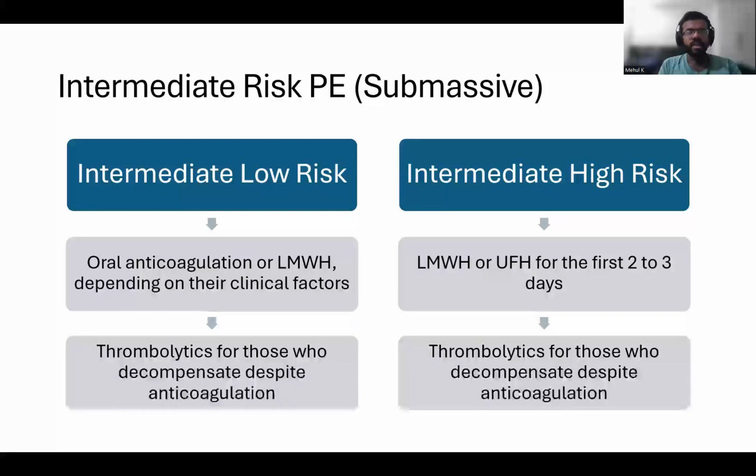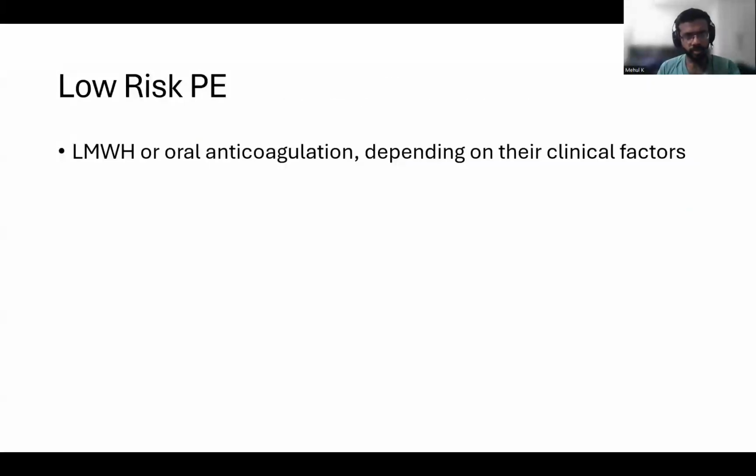For intermediate risk, what they recommend is that if there's intermediate high risk, you have to admit them. They need anticoagulation either with low molecular weight heparin or UFH. And if they're decompensated, you have to give them thrombolytics. For intermediate low risk, based on other factors, you can actually consider starting them on oral anticoagulation instead of injectables. And again, they mentioned they might have to go for thrombolytics if they decompensate. Low risk PE, again, you may start them on oral anticoagulation or LMWH based on other clinical criteria that we'll also mention.